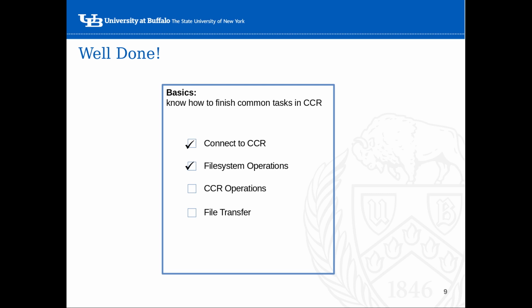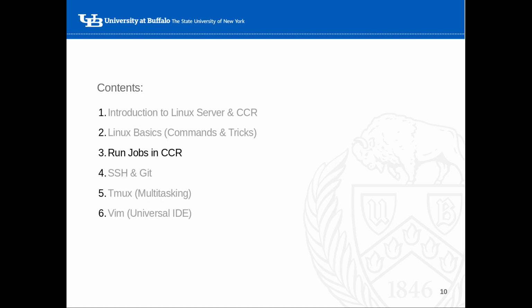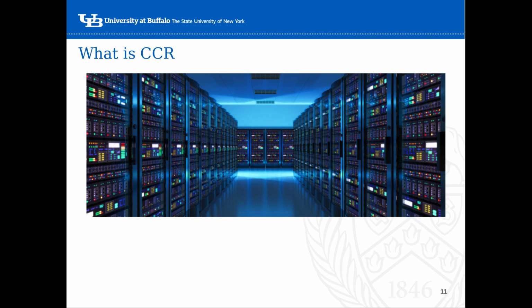So the next step is how to run jobs in CCR. I call it CCR operations. I remember in the first session, I explained a little bit about what CCR is. But if you want to run jobs there, you have to go deeper to get a more complex perspective about what CCR is. Basically, CCR is a group of computers connected by a network. It's not just one computer, but because they are connected together, it becomes a more powerful machine. When you have so many computers, there must be a good way to manage them, right?